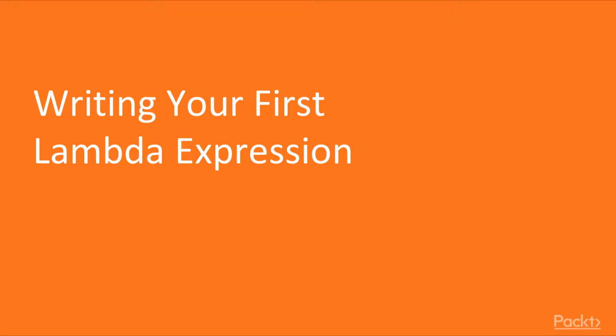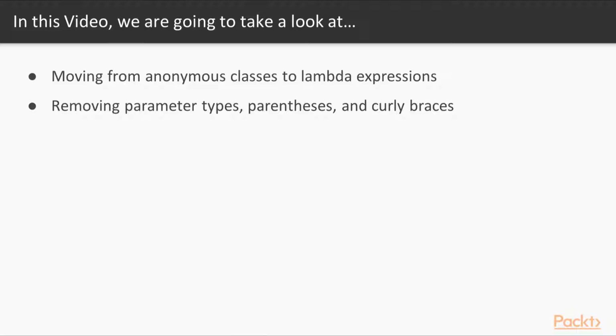Let's start with the first video of this section on writing your first lambda expression. In this video, we're going to see how lambda expressions can be seen as a more compact alternative to anonymous classes. Then, we're going to find out that you can get an even more compact syntax by removing parameter types, removing parentheses around the parameter list, and even removing curly braces around the body of your lambda expression. Now, you cannot always do these things, but most of the time, you can.